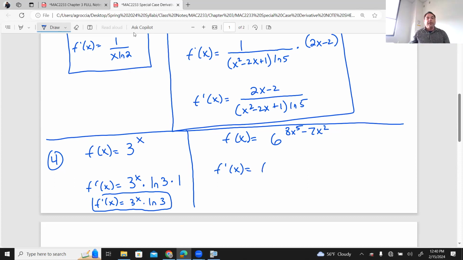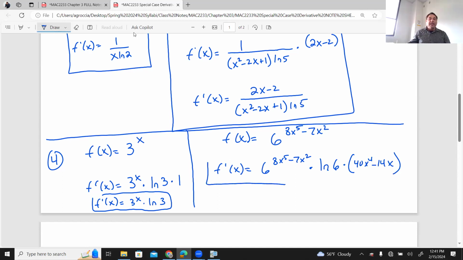Okay? Step 1, rewrite it. Everybody likes step 1? Step 2, ln of whatever the base is. That's how we deal with bases. And then step 3, the last step, in parentheses, to be careful, derivative of the exponent. And the derivative of the exponent would be 40x4 minus 14x. And to be honest, I'm just going to leave it like that.